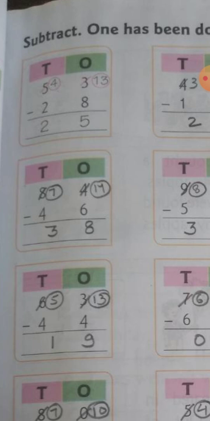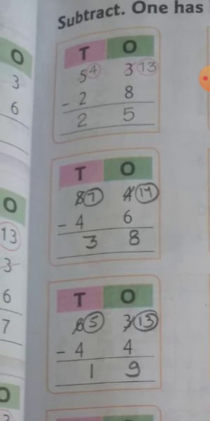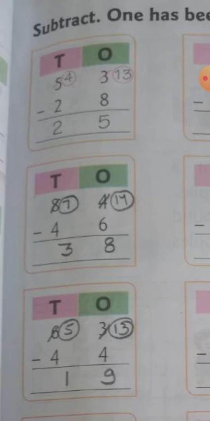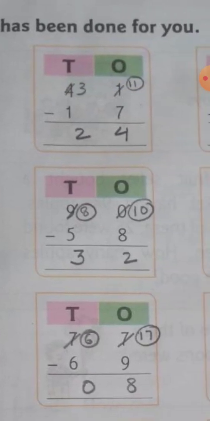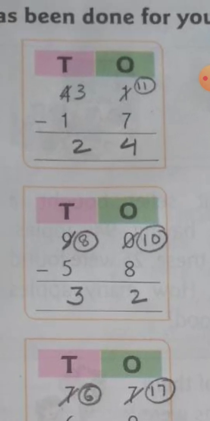1 ten, borrow from 5, and then the 3 ones will become 13, and then we have to subtract 8 ones from 13 ones. So, when we subtract 8 ones from 13 ones, we get 5, and here when we give 1 ten to 3, this 5 is 4 now. So, we have to subtract 2 from 4. So, answer is 25. Now, the second question, 41 and 17.